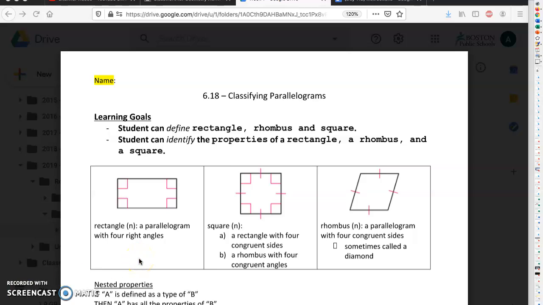Good afternoon. This is the instruction video about 6.18, classifying parallelograms. This is day 113.